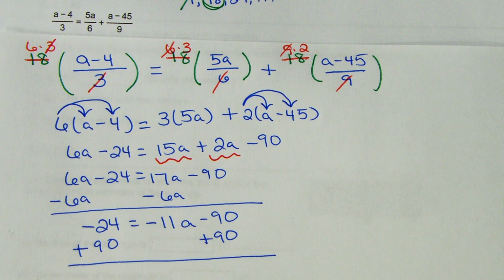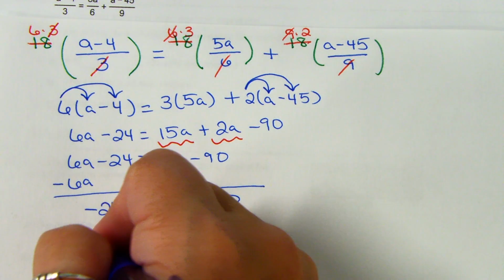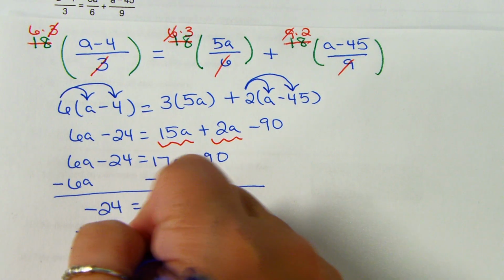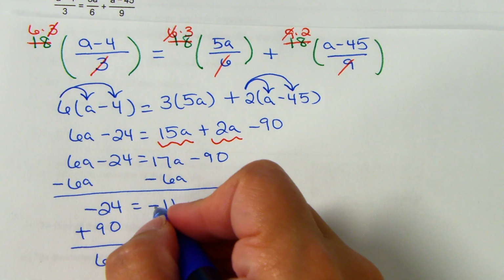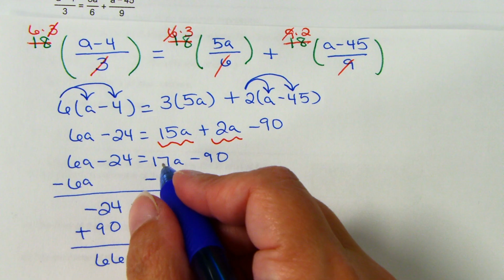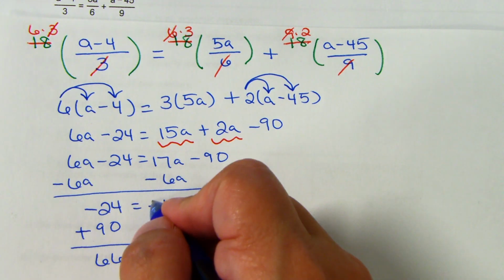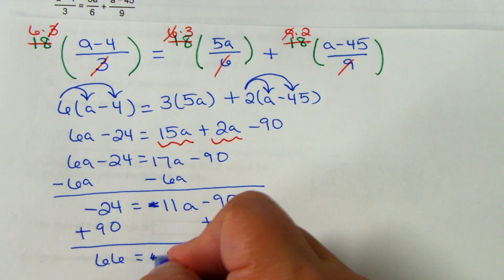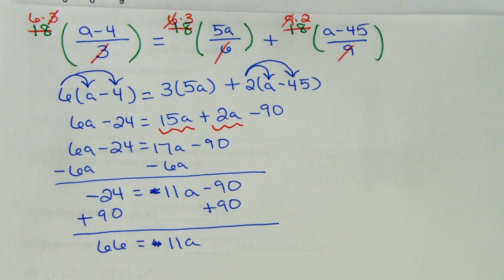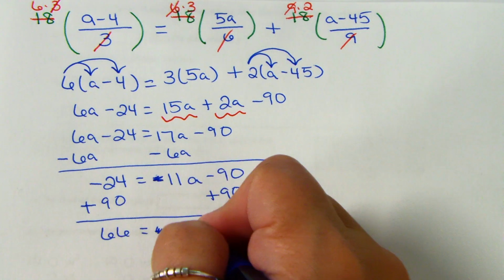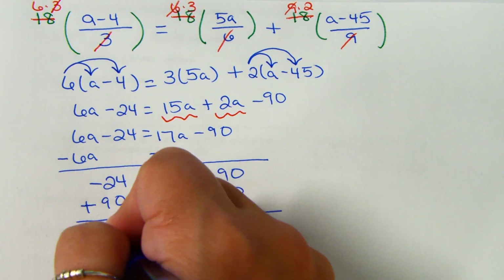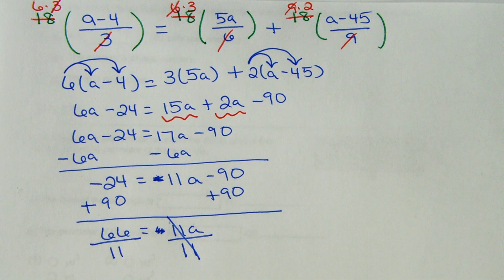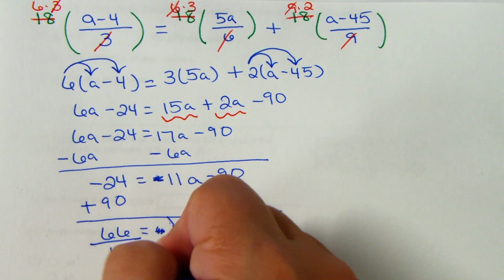In order to get them together, I'm going to be moving either the 6a or the 17a. And what I always choose to do is to keep my variables positive if I can. So since I have more a's on the right-hand side, I'm going to leave those alone, and I'm going to move the 6a over to the other side by using subtraction because it's positive. So I use subtraction here. So I have a minus 24 equals 17a minus 6a, which will give me a negative 11, a minus 90. I need to get all my whole numbers to the left-hand side, so I'm going to add the 90, because it's in subtraction. So I add the 90 to the left-hand side.